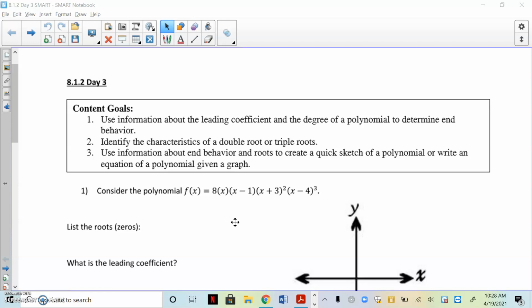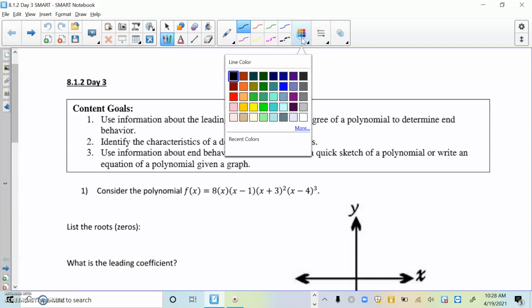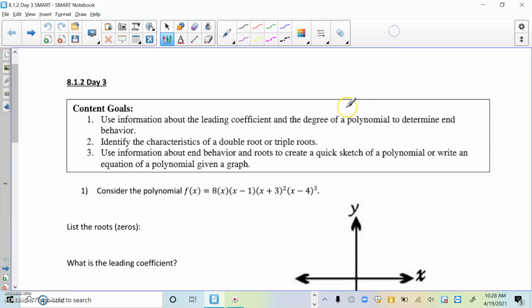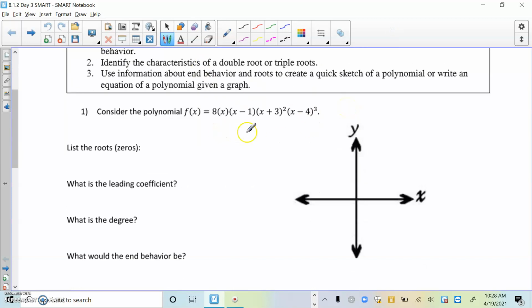Today's basically just another practice day, so whatever's in this video isn't necessarily going to be new, but it's pretty directed at our practice problems for today, so you're welcome. Okay, so let's go ahead and get started with this problem here. I've given you a polynomial in factored form as usual.